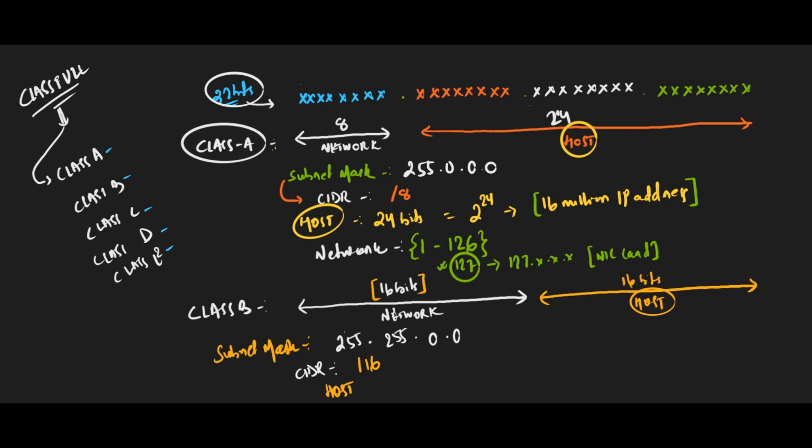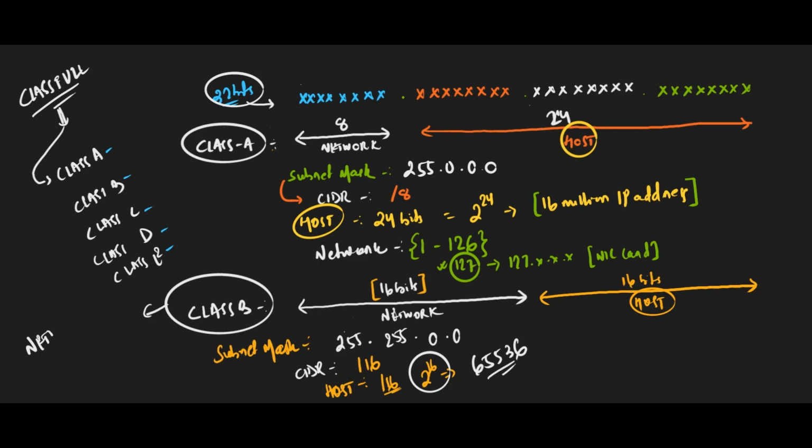What will be the host portion of it? The host portion is the 16 bits that have been left. So 2 to the power of 16 will give us 65536. So the total number of hosts in class B will be 65536.